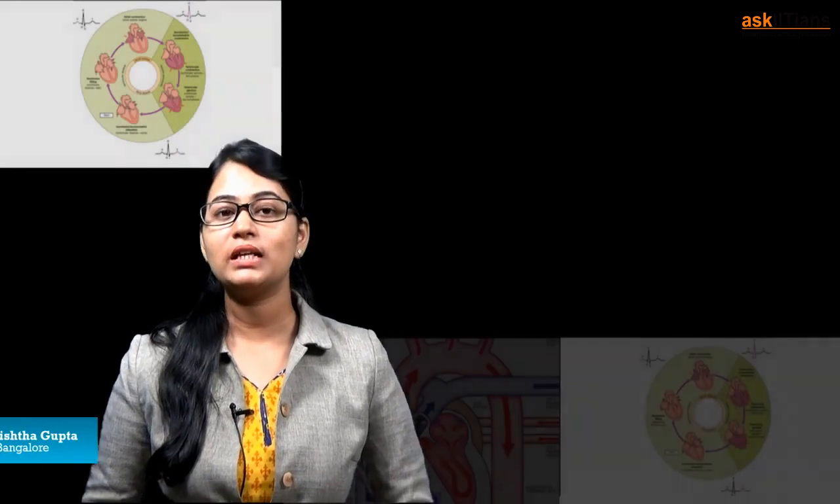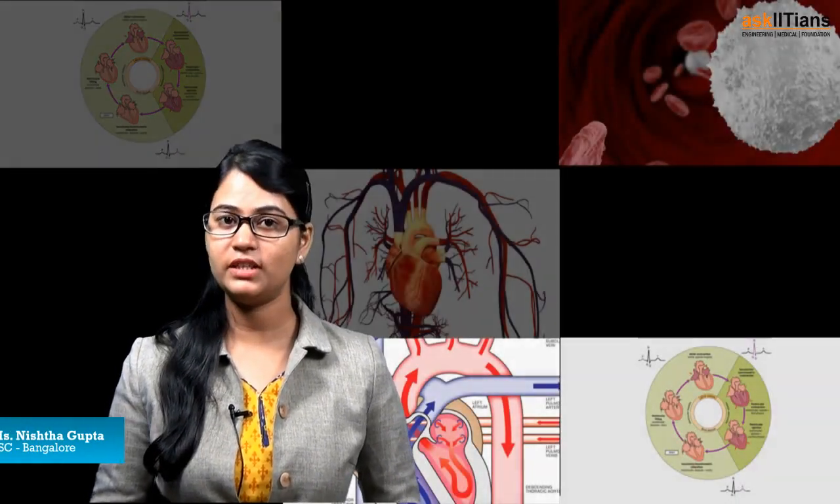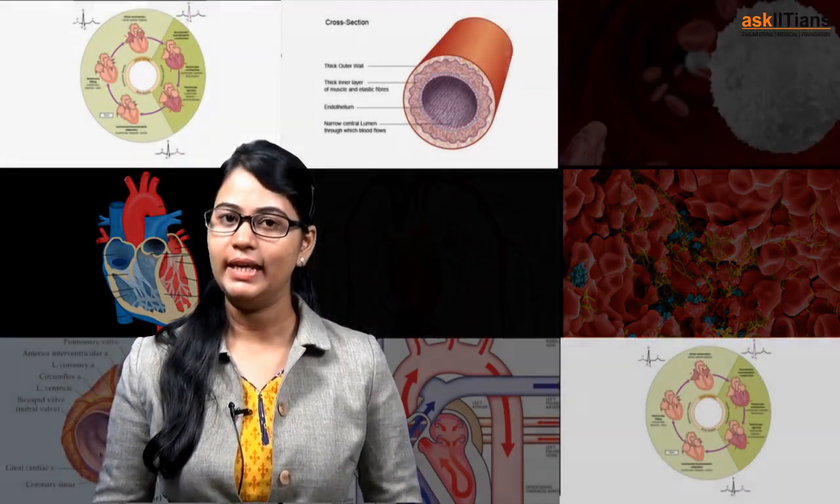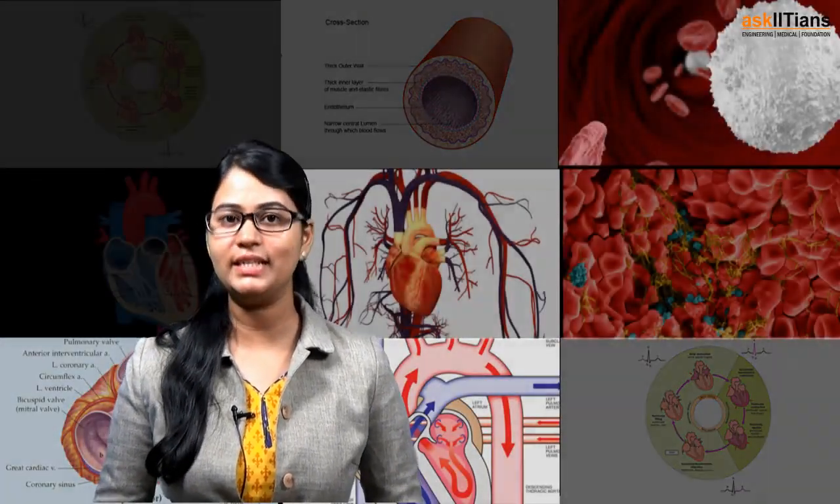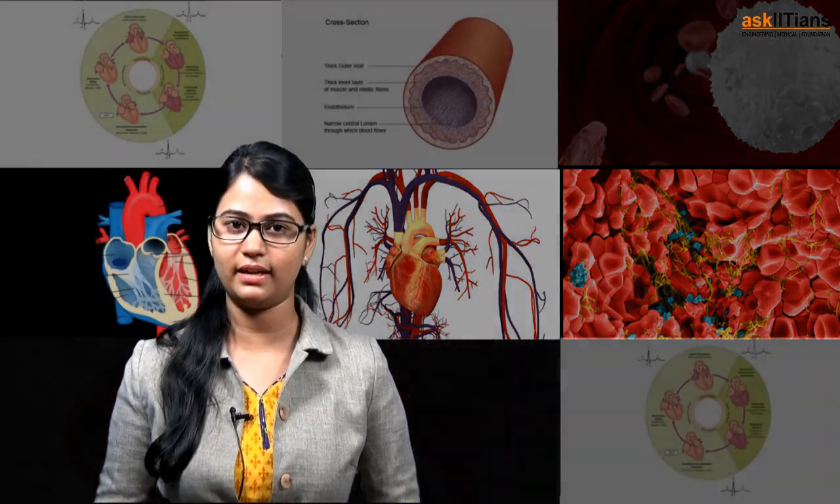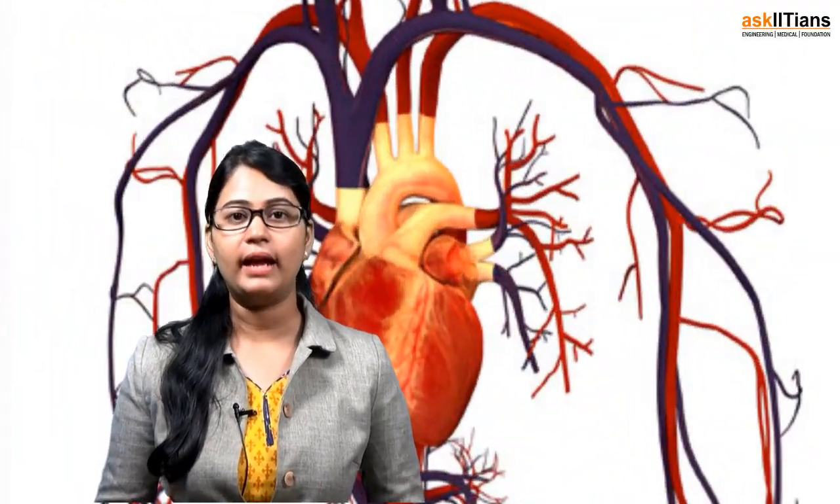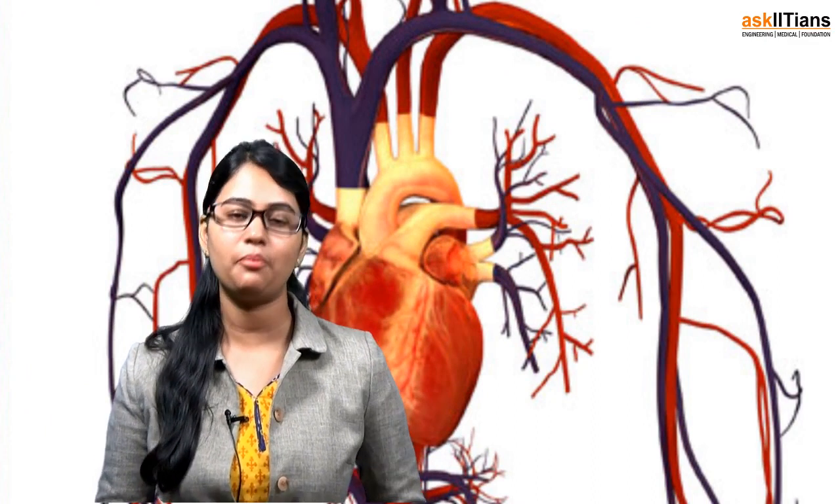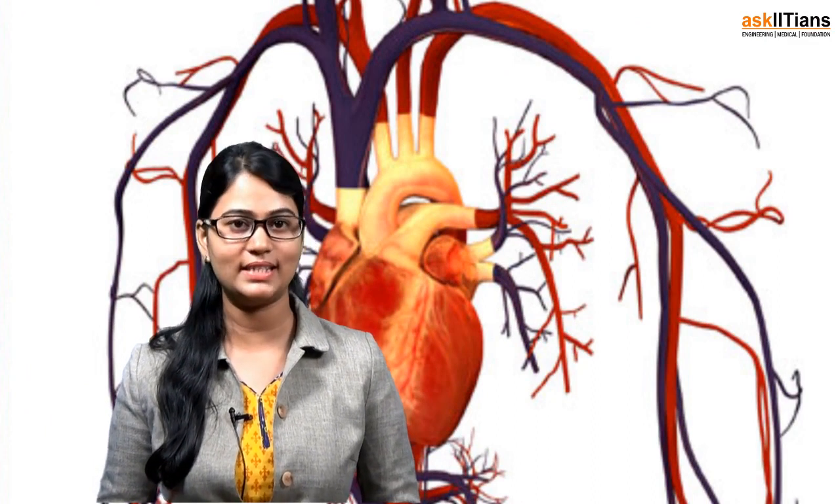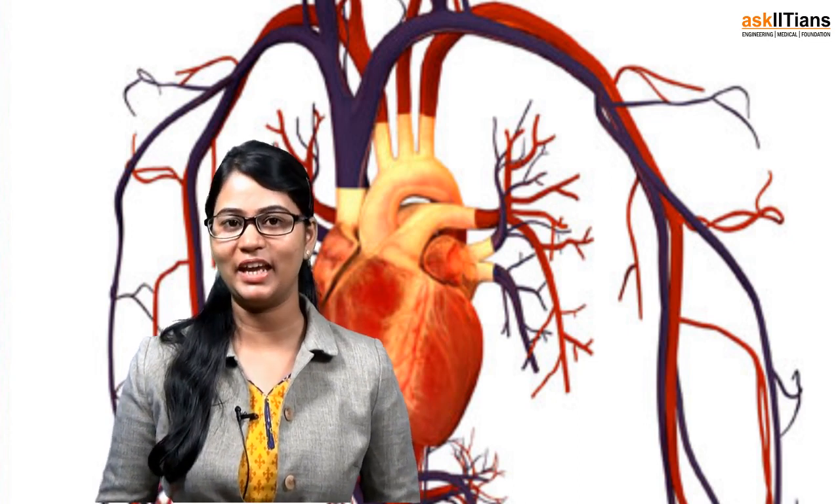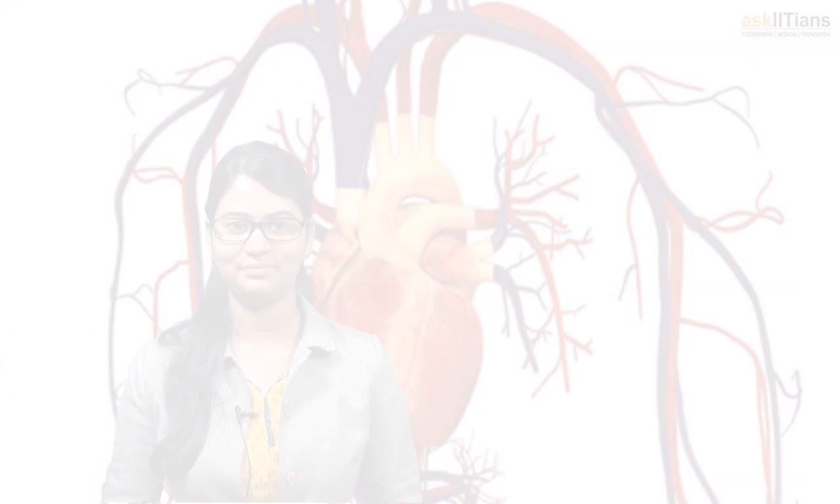Students, welcome to part 6 of the chapter Body Fluids and Circulation. In this video, we will be discussing the cardiac cycle: what is a systole, what is a diastole, and how this complete process of one cardiac cycle takes place in the heart. So let's begin with the lecture.